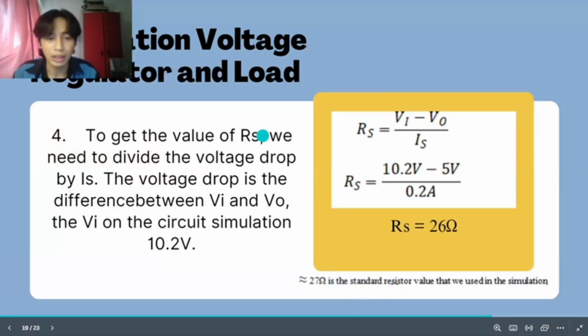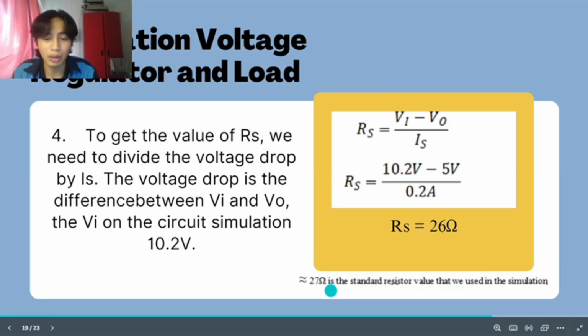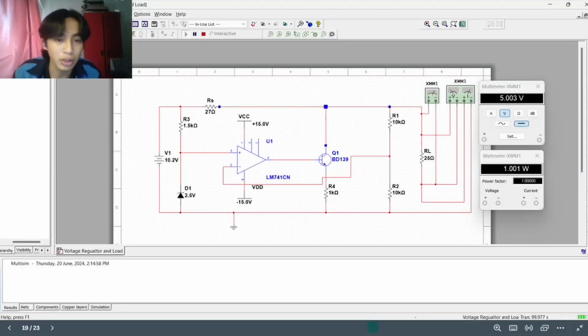To get the value of RS, we need to divide the voltage drop by IS. The voltage drop is the difference between Vin and Vout, and the Vin on the circuit simulation is 10.2. So Vin minus Vout divided by IS is 10.2 volts minus 5 volts divided by 0.2 ampere, which is equal to 26 ohm. But we use 27 ohm because it is the standard resistor value that we use in the simulation. So the value of RS is 27 ohm.